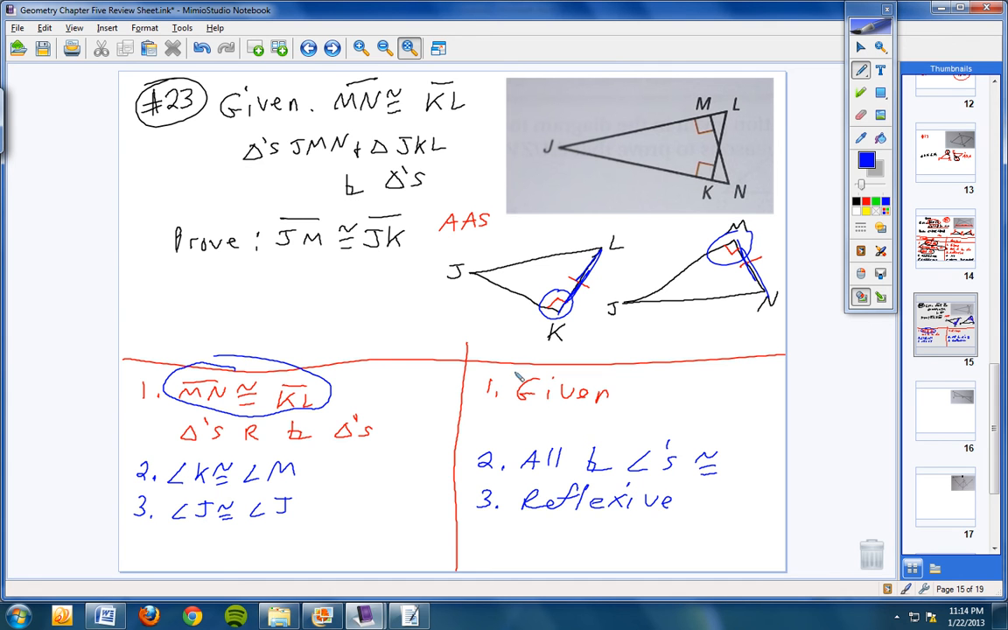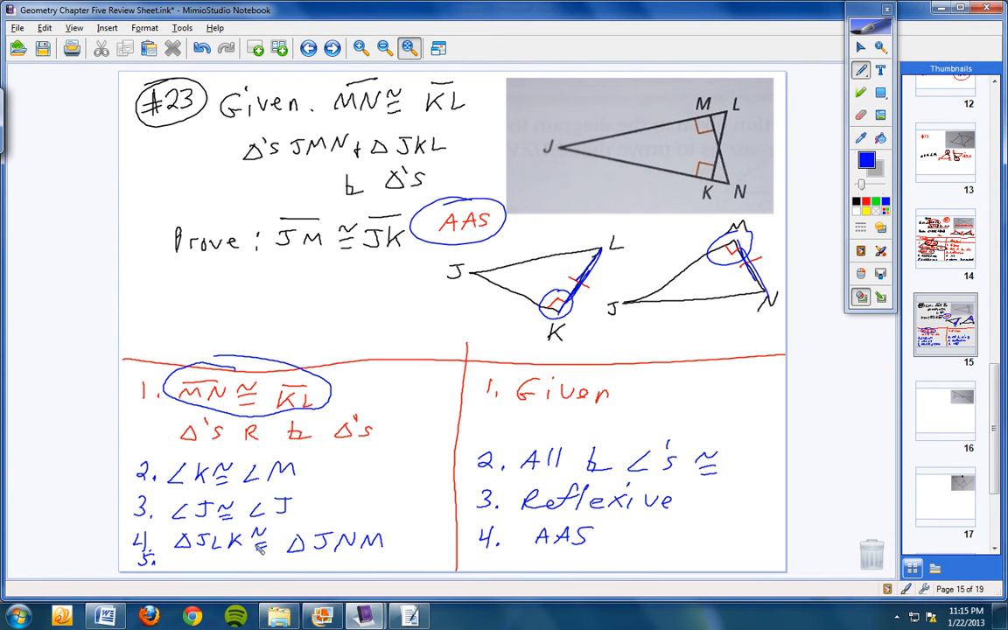There we go. And now you've stated everything, you've stated your angle, angle, side. So now you're ready to state that triangle JLK is congruent to triangle, let's see what we have here, JNM. And what would the reason be? Angle, angle, side, right up here. Angle, angle, side. And I'm going to squeeze it in real small.